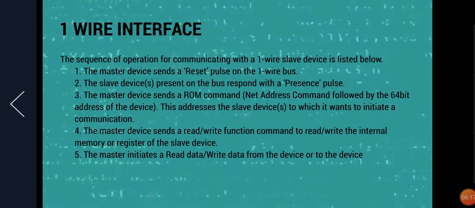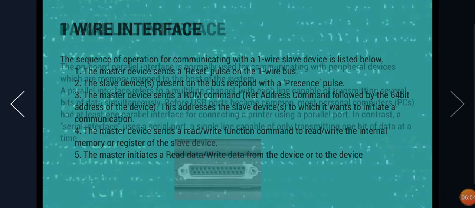The sequence of operation for communicating with a one wire slave device is listed below. The master device sends a reset pulse on the one wire bus. The slave device present on the bus responds with a presence pulse. The master device sends a ROM command, the net address command, followed by the 64-bit address of the device. This addresses the slave device with which it wants to initiate communication. The master device sends a read or write function command to read or write the internal memory or register of the slave device. The master initiates a read or write of data from the device or to the device.